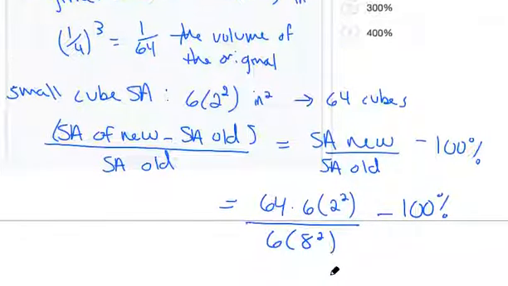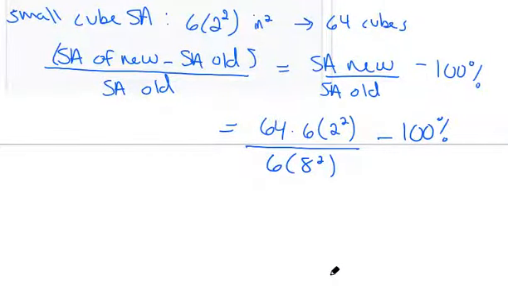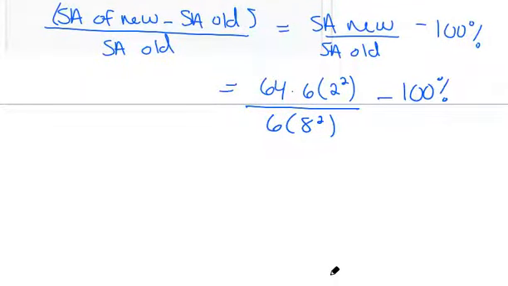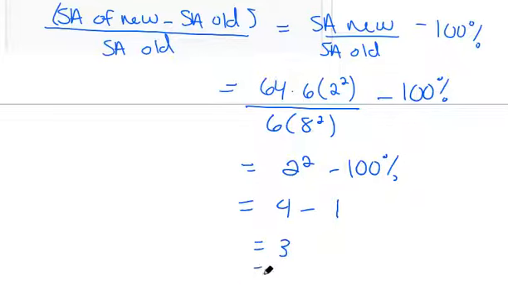So let's go ahead and simplify a little bit, scrolling down to give us a little bit more space. We can simplify this completely. The 6's cancel. 8 squared cancels with 64. So we're ending up with just 2 squared minus 100%. Now 100%, if we take away the percentage sign, will actually just be 1. So we end up with 4 minus 1, which equals 3. Adding in the percentage, we actually have 300%.